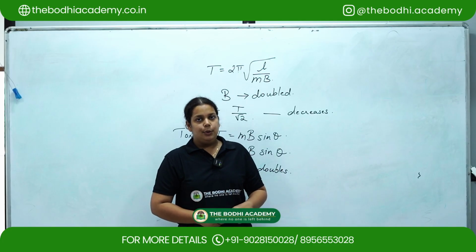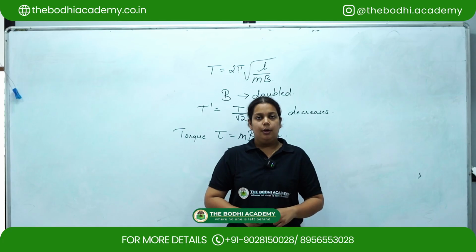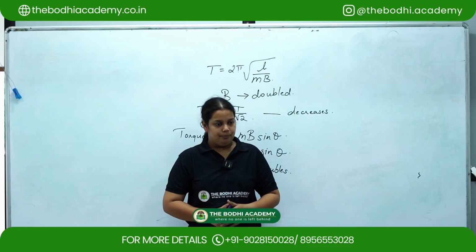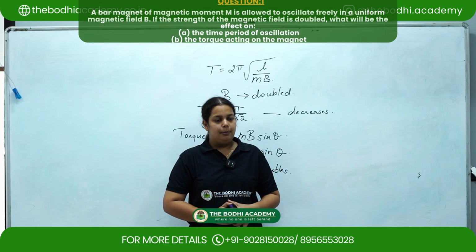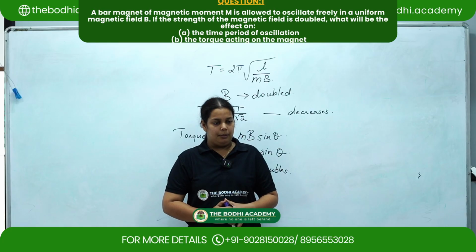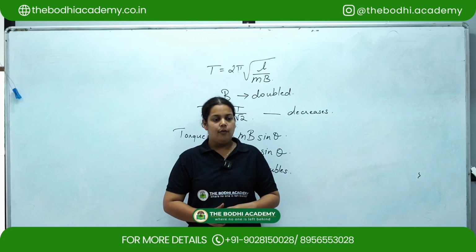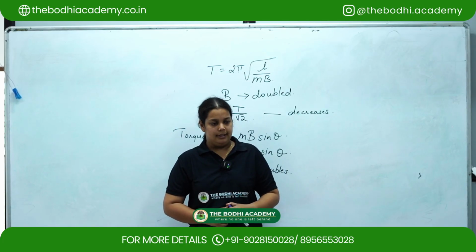In today's PYQ series, we are going to solve PYQs of Standard 12th Physics, chapter Magnetism and Matter. Coming to the first question, a bar magnet of magnetic moment M is allowed to oscillate freely in a uniform magnetic field of strength B. If the strength of the magnetic field is doubled, what will be the effect on first, time period of oscillations of the magnet, second one, torque acting on the magnet.